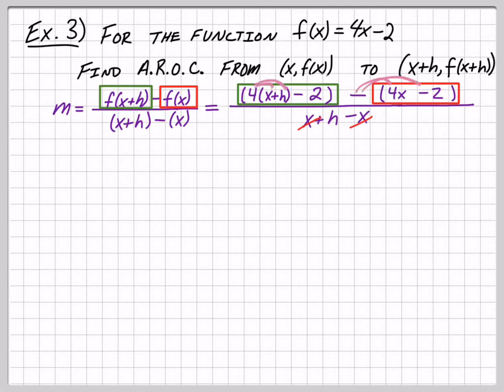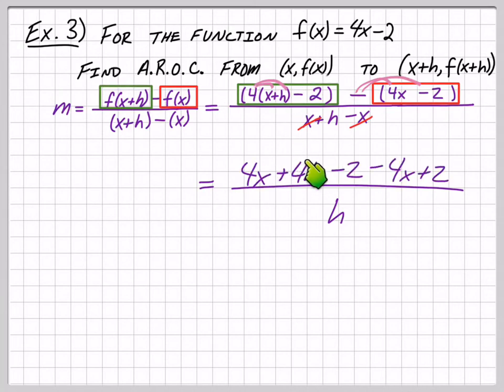And then why don't we go ahead and distribute on top? We can simplify things here. Distribute the 4 to this x and this h. And then if you did it correctly, you've got these parentheses here around this 4x minus 2 when you replace that whole function f of x in that red box there. So make sure you distribute that negative through there as well. And we should be looking at everything's over h, because those x's on the bottom canceled out. I've got 4x plus 4h minus 2, and then minus 4x plus 2.